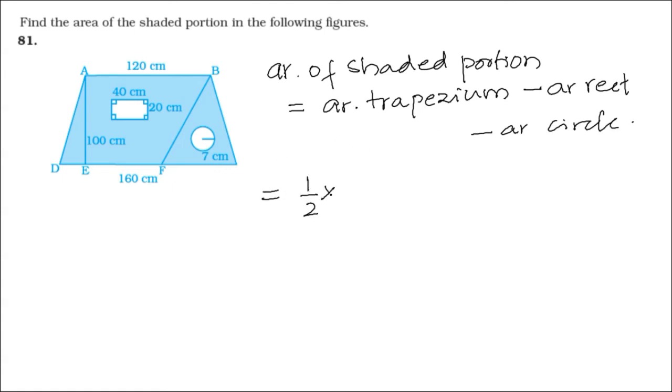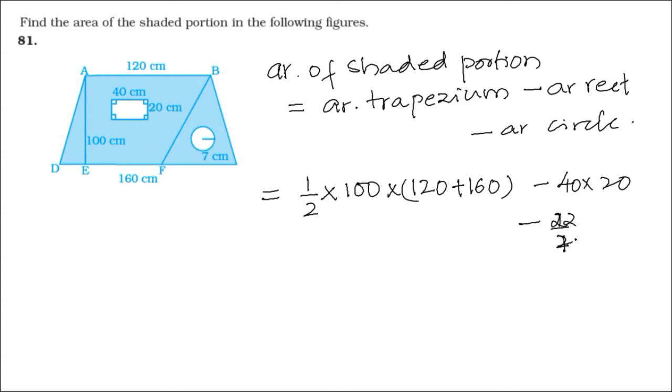How do we find area of the trapezium? It's half into height. Height is 100 into sum of the parallel sides. One of the parallel side is 120, another parallel side is 160. Minus area of the rectangle is 40 into 20 minus area of the circle is pi r square. It's 22 upon 7 multiplied to 7 into 7. So one of the 7 get cancelled.